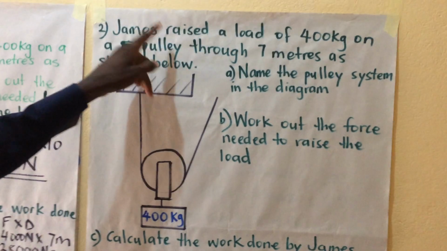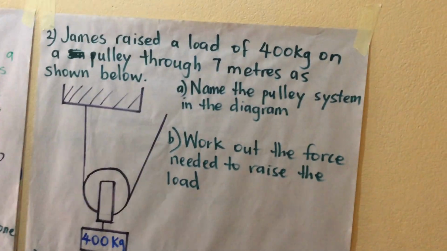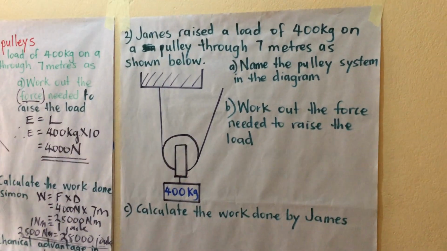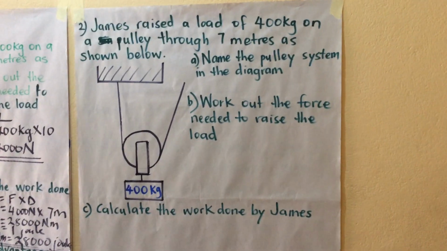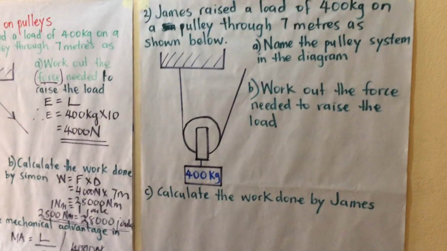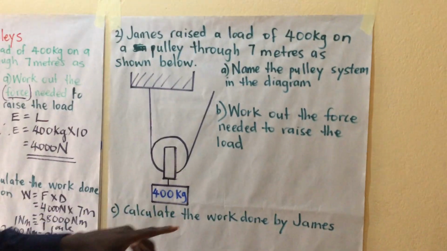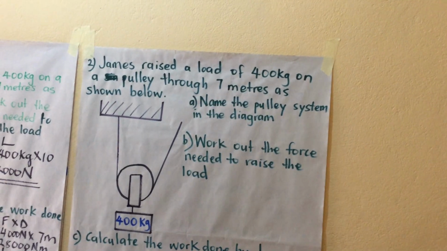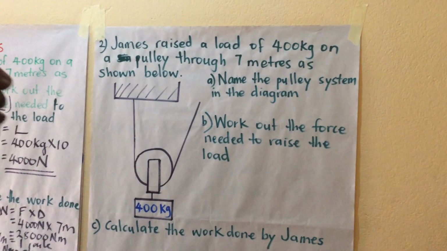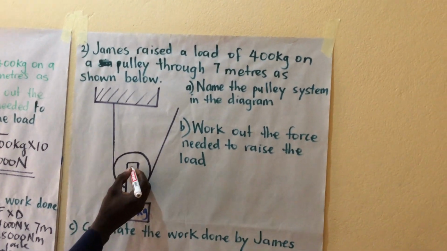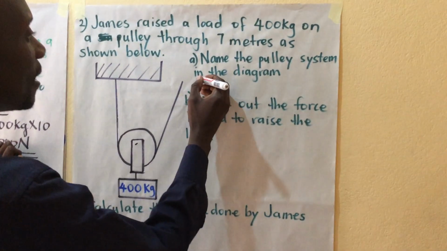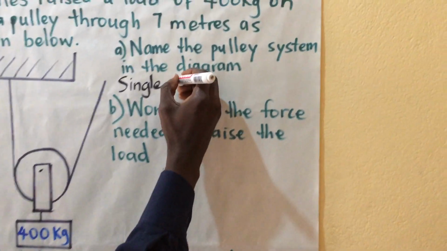Then next, Giimpse raised a load of 400 kilograms. Now, this is a single fixed pulley, while this is a single movable pulley. Same questions, same load, same distance, but let's see whether the work done is the same. Giimpse raised a load of 400 kilograms on a pulley through a distance of 7 meters as shown below. Name the pulley system in the diagram. According to what we have gone through, this pulley system is called a single movable pulley.